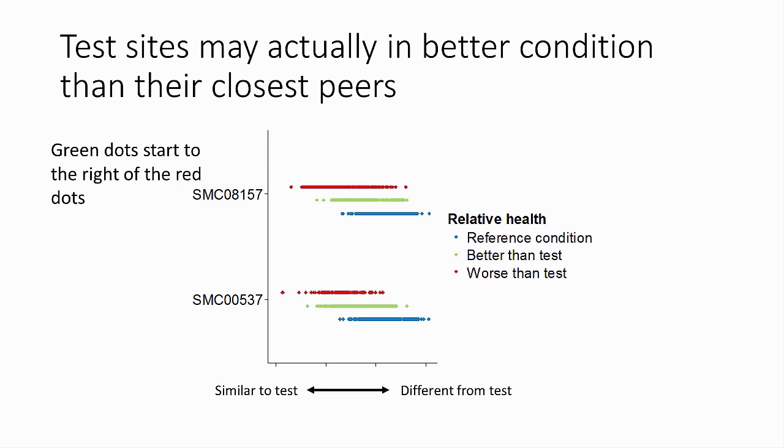You also see the opposite pattern, where your test site is in fact doing better than all of its peers. So in this case, the most similar sites are all these red dots to the left of all the green dots.